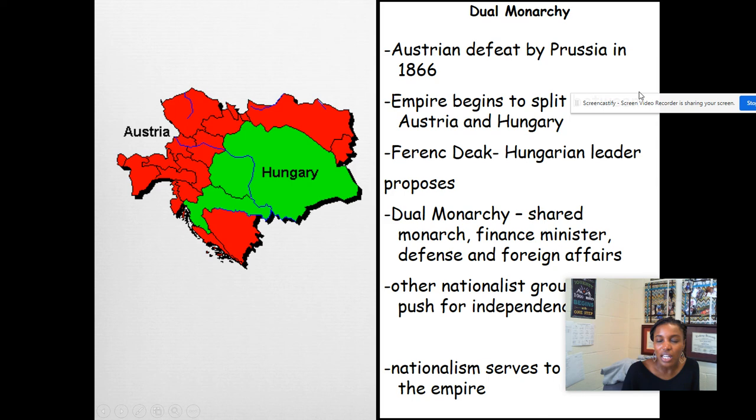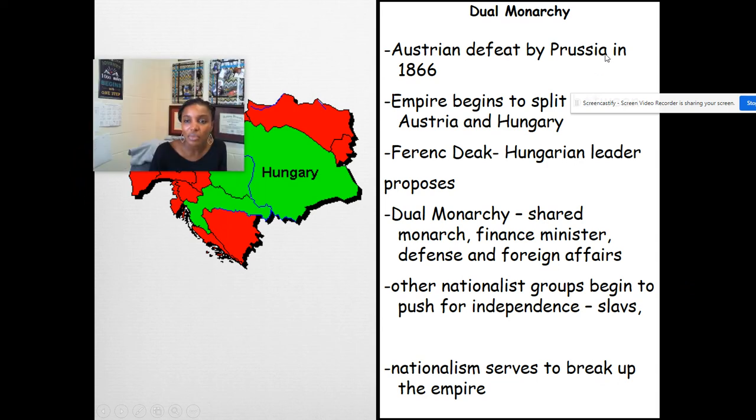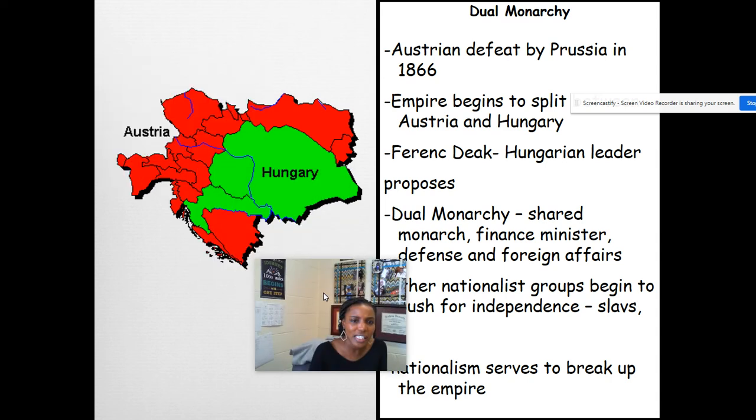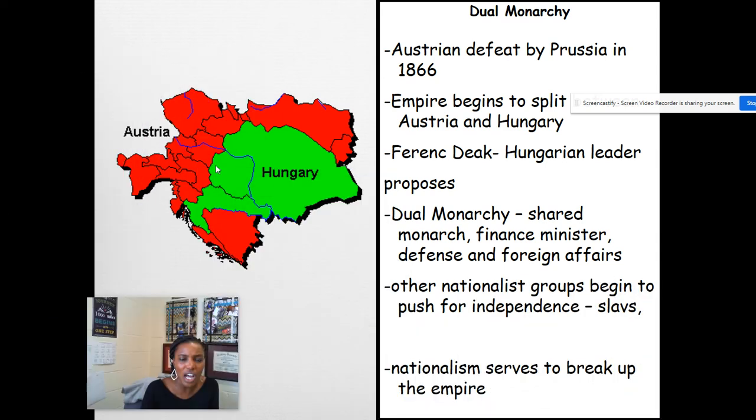Dual monarchy. Austrian defeat by Prussia in 1866. The empire begins to split Austria-Hungary up, and it becomes a dual monarchy shared between the finance minister, defense, and foreign affairs. Other national groups begin to push for independence, and nationalism serves to try to break up this empire. So that's where you have Austria-Hungary and a dual monarchy.